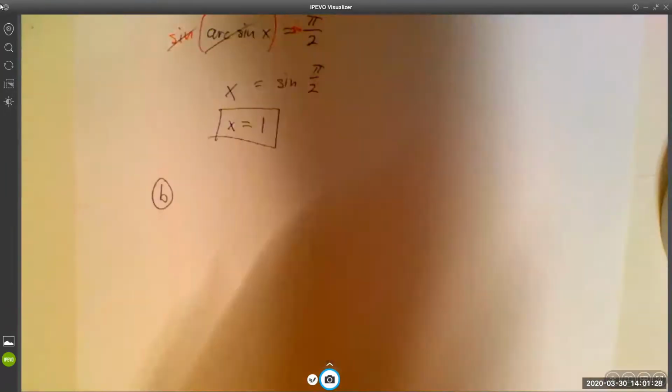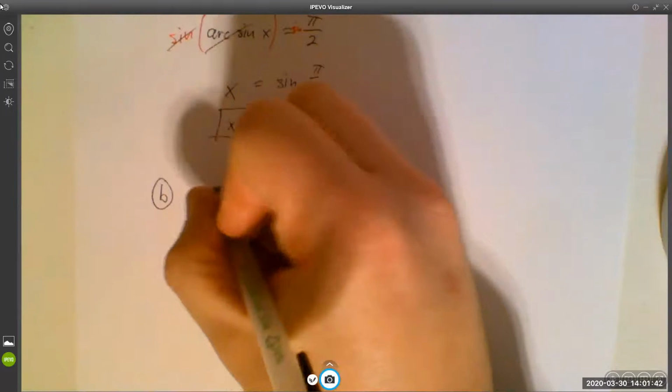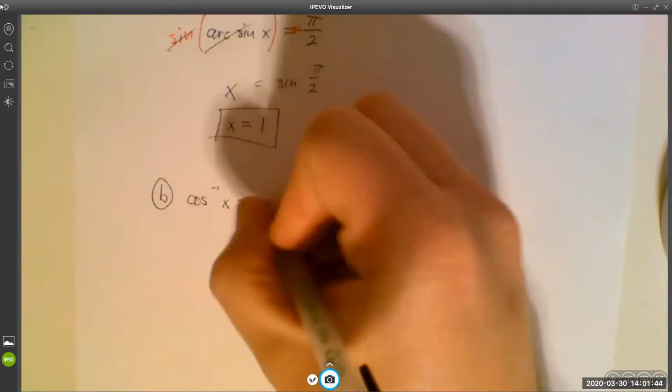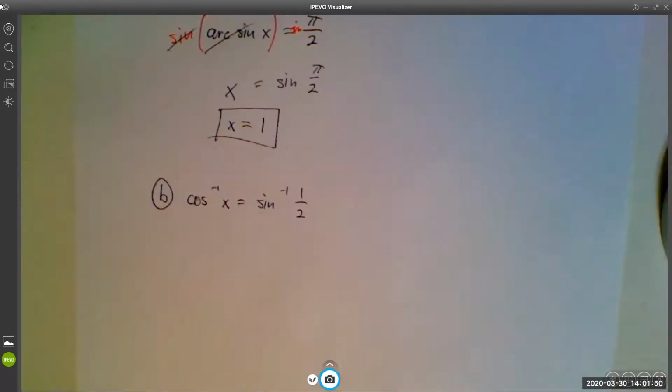So here's another one, slightly more challenging perhaps. By the way, I'm following again the example straight out of your textbook, because once again, your textbook takes a different approach than I do, especially on this next one. So if you don't like my solution, you can take a look at your textbook solution and try to follow along with it instead. Okay, but let's do cosine inverse of x equals sine inverse of 1/2. I'll let you pause the video and see if you can get it on your own.